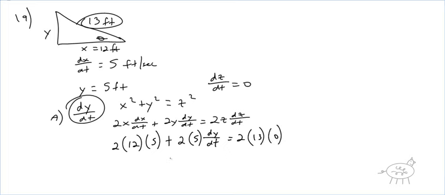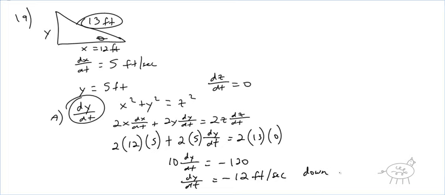So we basically get 10 dy/dt is equal to negative 120. So dy/dt is equal to negative 12, and that's feet per second. Now, you could give that as your answer, or you can say it's sliding down at a positive 12 feet per second. So either way is acceptable.